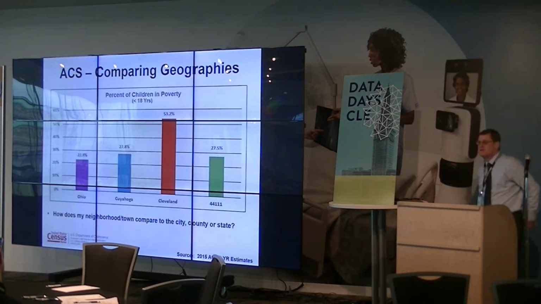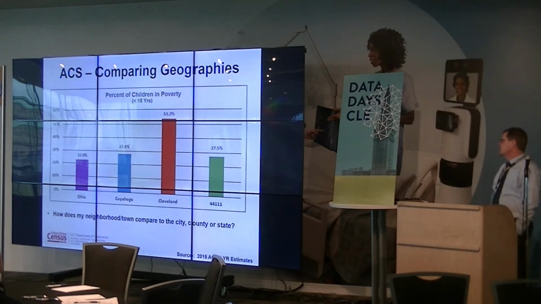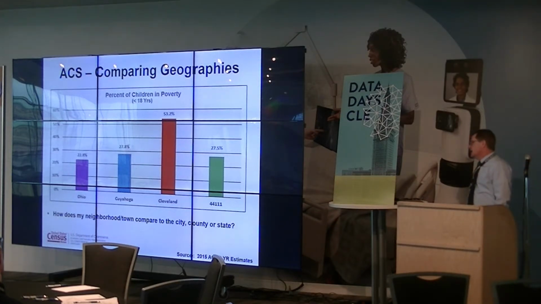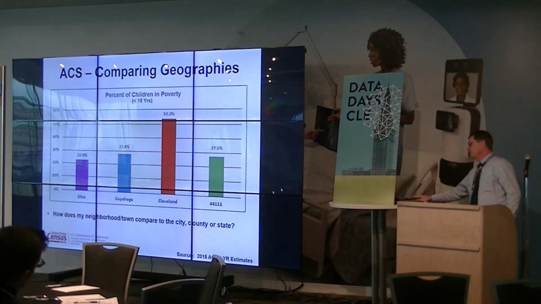So here, for instance, I just threw this together to show you that I'm looking at percent of children in poverty, and I'm comparing Ohio, Cuyahoga, Cleveland, and I used to actually live in 44111, so I just chose that zip code. The point is, you can compare your neighborhood, your town. How does it compare to the city, to the county, to the state? And as you can see, in Cleveland, children in poverty is upwards of 53%. And the other ones are kind of similar.